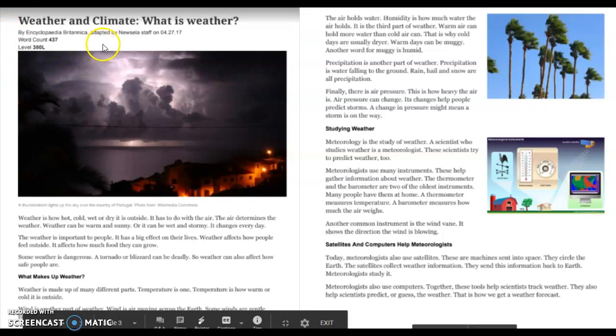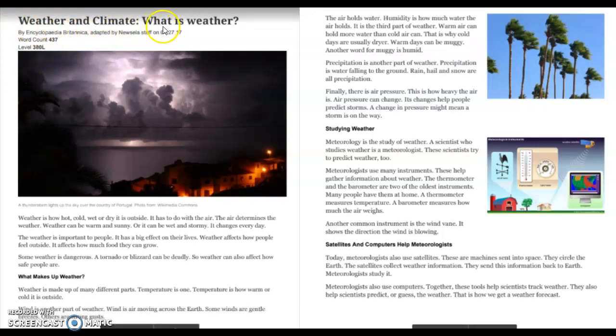This is the article we are going to read. If you look at the top, you can see weather and climate. What is weather? That is the title. When you read the title, stop and think, what do I already know about weather? Then look at the pictures.